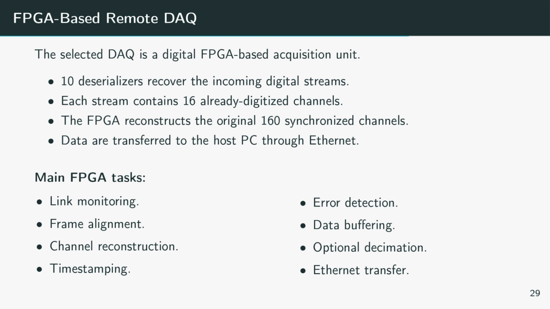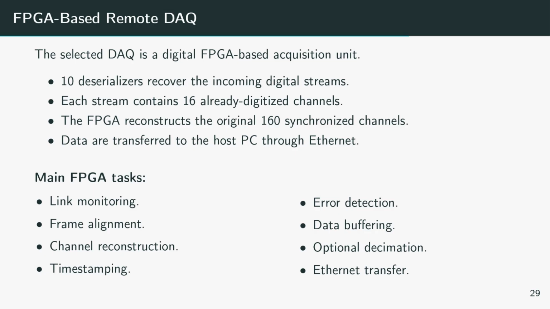The selected DAQ is not a conventional analog input DAQ. It is a digital FPGA-based acquisition unit. The analog-to-digital conversion has already been done on the flexible PCB. Therefore, the remote DAQ receives 10 digital streams. Each stream contains 16 already digitized channels. Since we have 10 streams, the FPGA reconstructs the full 160-channel array.